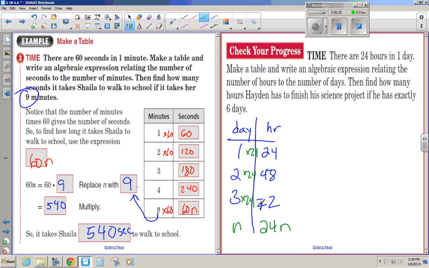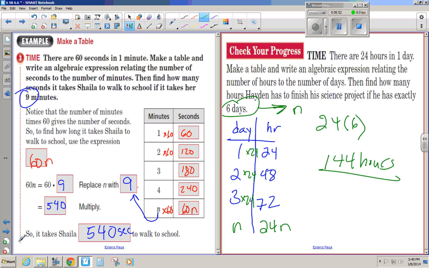So find how many hours Hayden has to finish his science project if he has exactly 6 days. So we take 6 becomes n. And it gives us that he has 144 hours to complete his project.